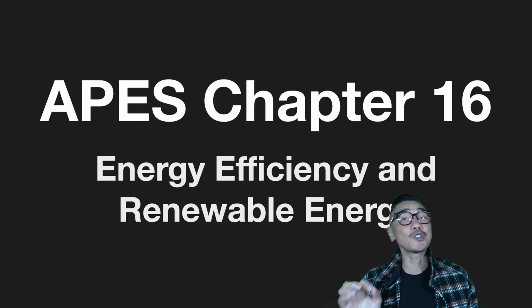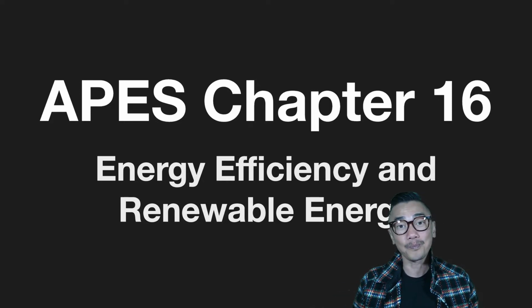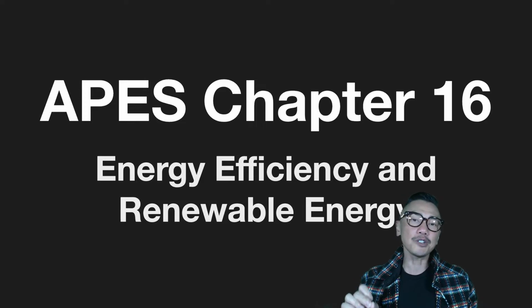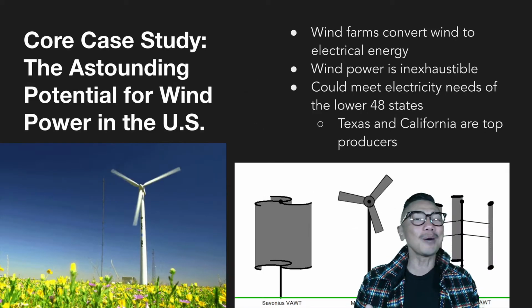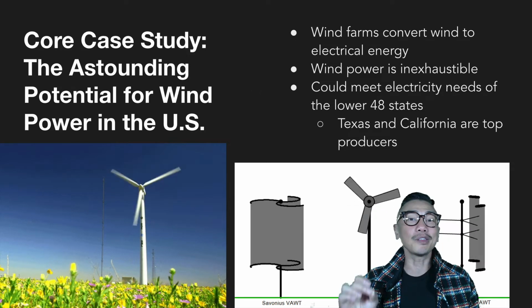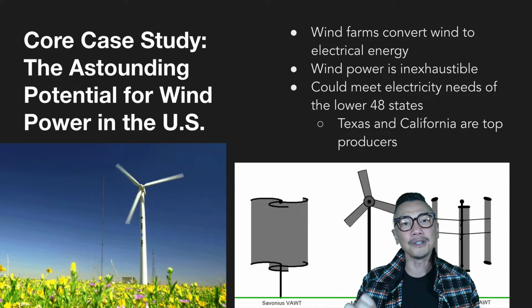Today we'll start Chapter 16 and cover Sections 16.1 and 16.2. Chapter 16 looks at energy efficiency and renewable forms of energy. The chapter begins with a case study that looks at the potential of wind power in the United States.